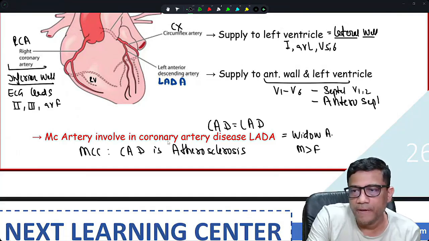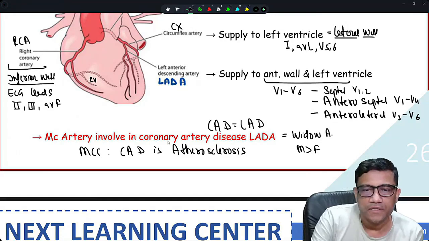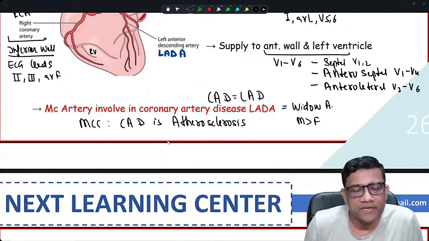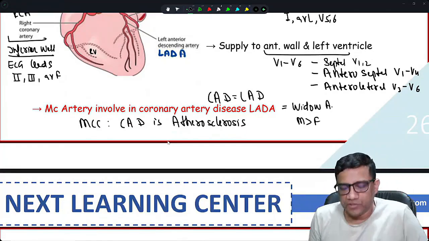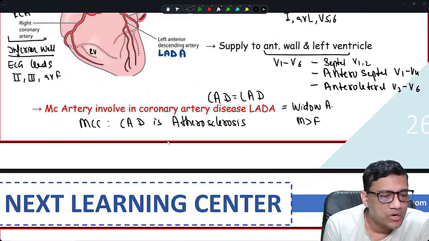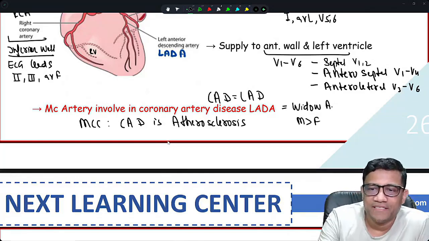Anteroseptal is V1 to V4, and anterolateral is V3 to V6. Now, the most common artery involved in coronary artery disease is what? Once again, what is the most common artery involved in coronary artery disease? Yes, it is the LAD.